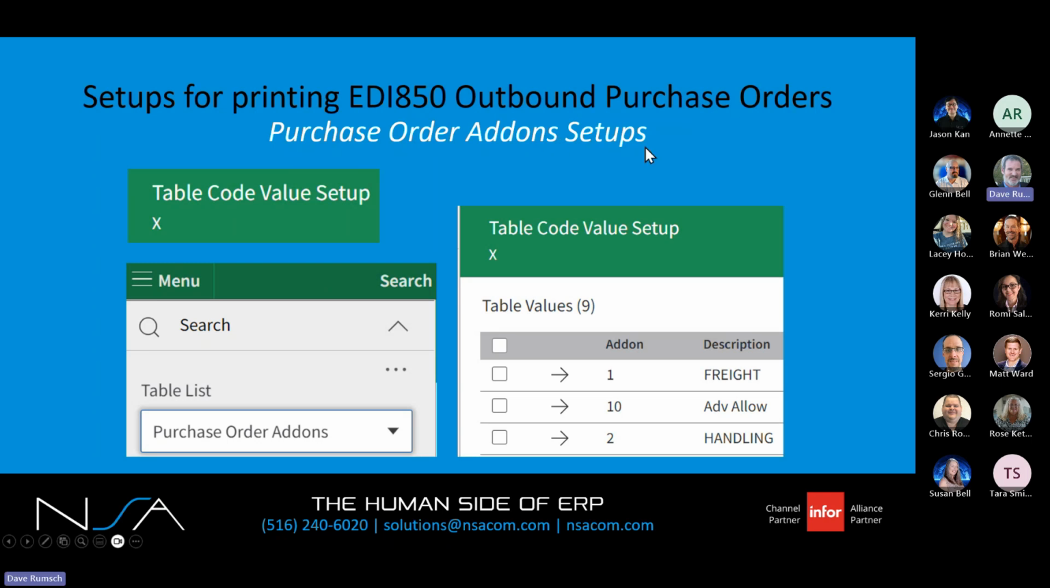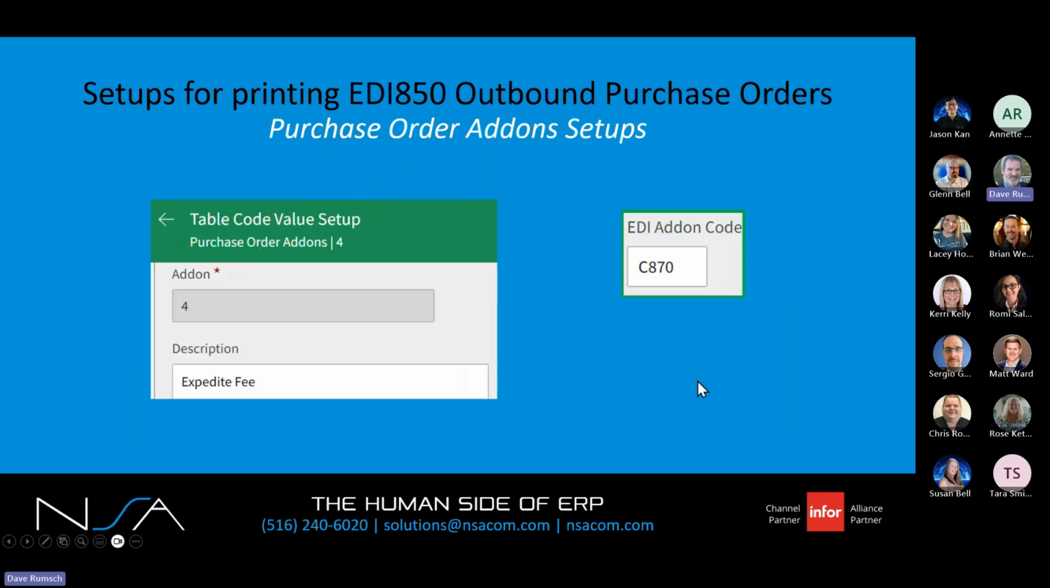So in this example, I've come into the generic table setups for table code values, selected purchase order add-ons, and the ones I'm showing here are add-on number 1 is freight, add-on number 10 is an advertising allowance. Now that's a credit that's going to be sent through the freight system. And this is a handling charge.